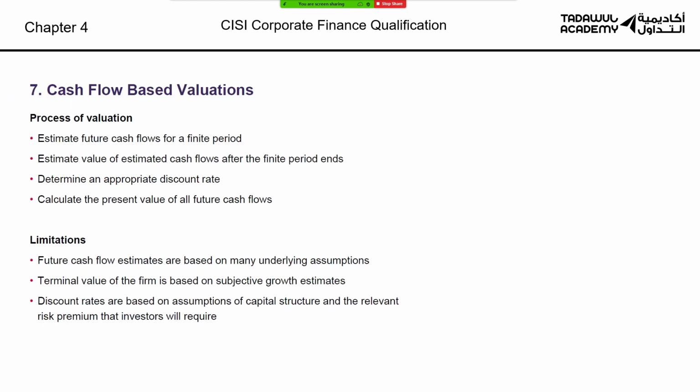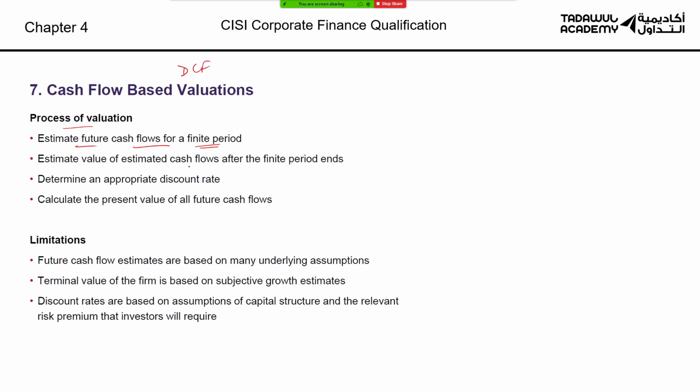Let's get into the final part of this chapter and the final way of doing valuation. That is cash flow based valuations. Valuing a company based on its cash flows. Quite popular. This is basically DCF, discounted cash flows. I mean, obtaining the NPV of a certain company. The process of the valuation is to estimate future cash flows for a certain period of time, like 5 years or 10 years or 15 years.